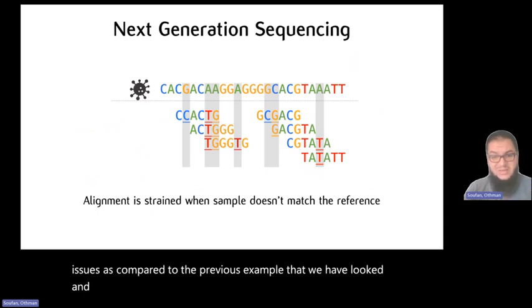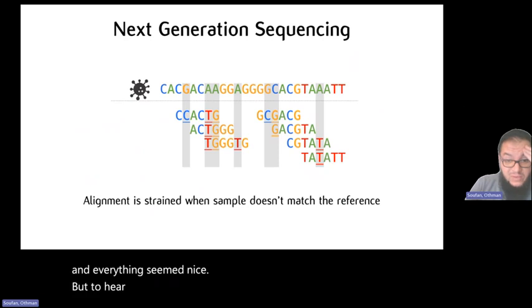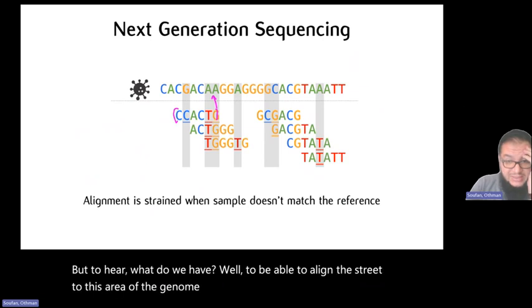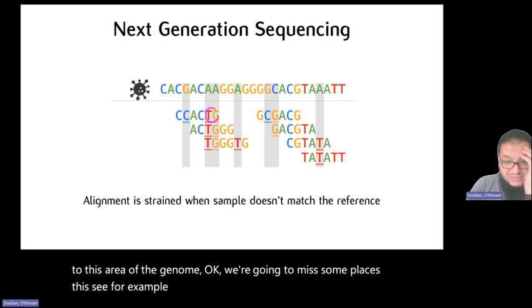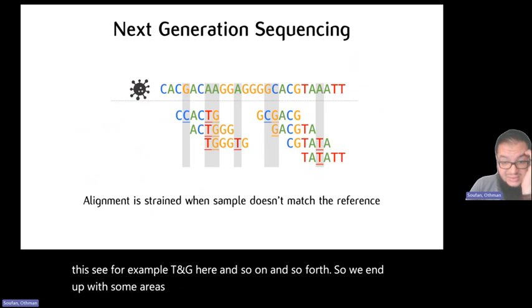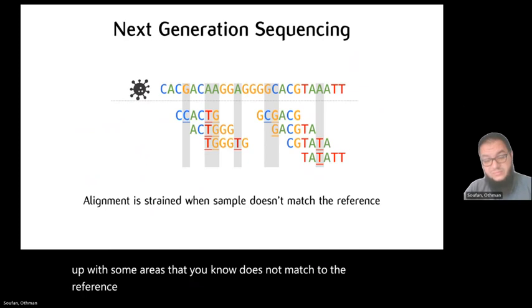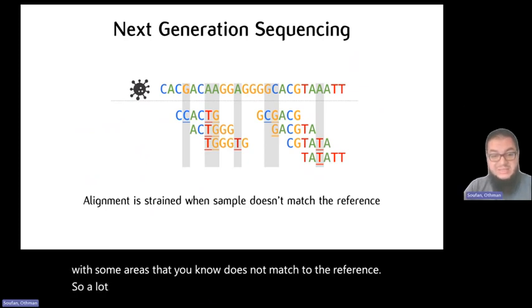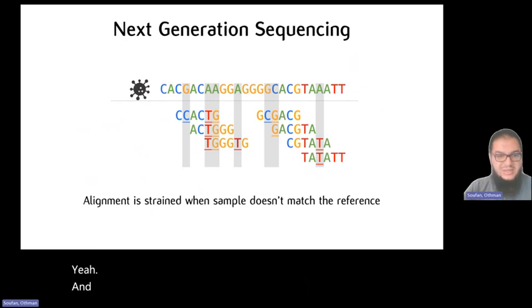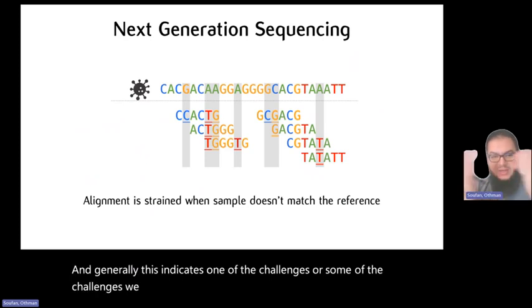Well, everything would seem nice. But here, what do we have? To be able to align this read to this area of the genome, we're going to miss some places. This C, for example, T and G here, and so on and so forth. So we end up with some areas that do not match the reference. So alignment in this case is said to be strained, and generally this indicates some of the challenges we face during alignment.